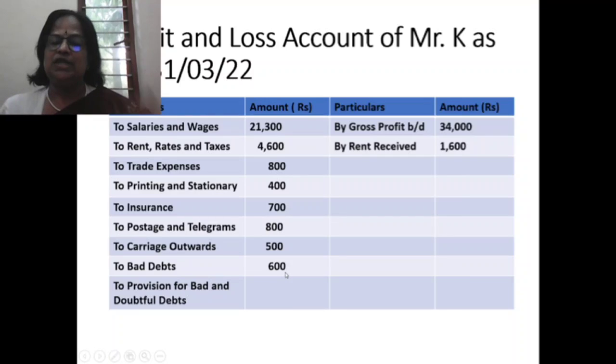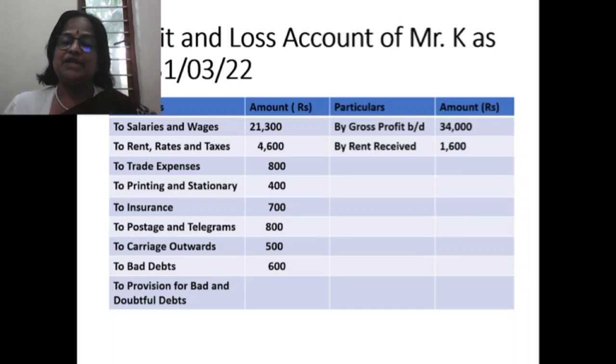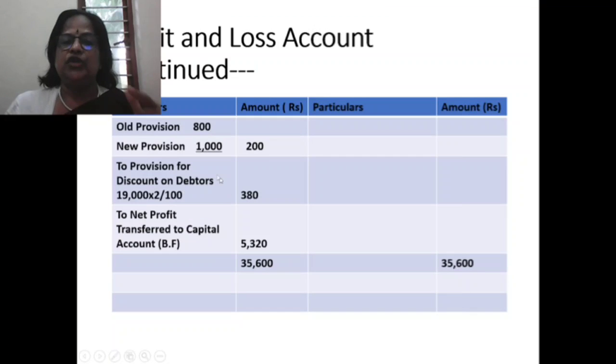See this adjustment? Bad debt 600: 20,600 is the debtors value. 600 you have debited. Again, 600 you will subtract from the 20,600 debtors. To provision for bad and doubtful debts. So you have to remember, the old provision given in the ledger balance is 800. But the new provision, I told you, is on 20,600.